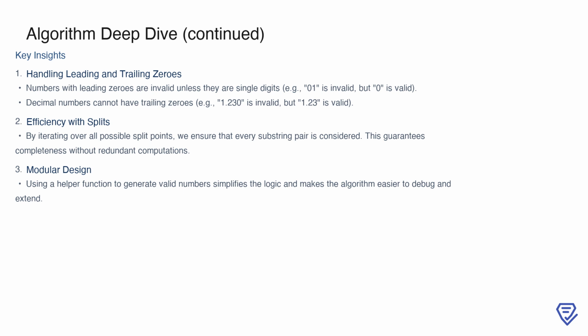Second, the approach is efficient in its completeness. By iterating over all possible split points, we ensure that every way of dividing the string is considered without redundant computations. Lastly, the modular design of the algorithm is worth highlighting. Using a helper function to handle the generation of valid numbers simplifies the implementation and makes the code easier to debug. This modular approach also allows for flexibility, should we need to extend or adapt the algorithm in the future.